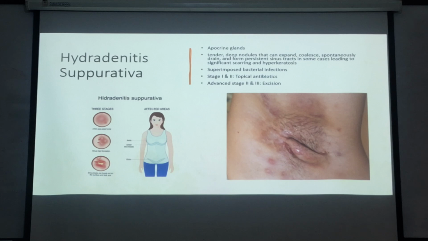And then, if it is stage 1, there's just a pea-sized lump. In 2 and 3, there will be a sinus, but with 3, there is already abscess formation. Now, for stage 1 and 2, topical antibiotics would suffice. For advanced stage 2 and 3, excision.